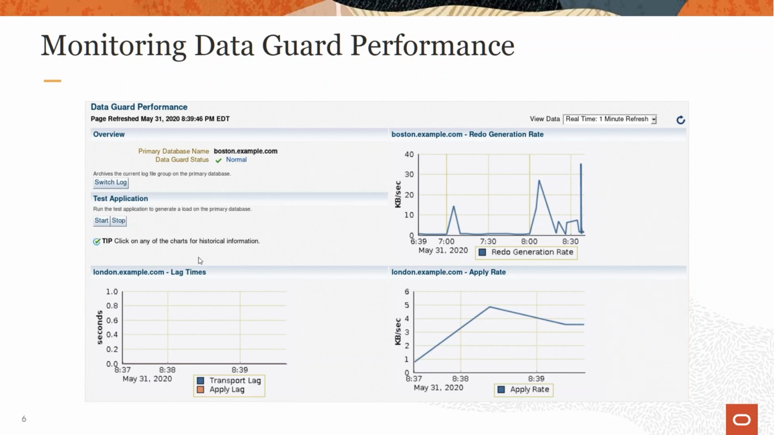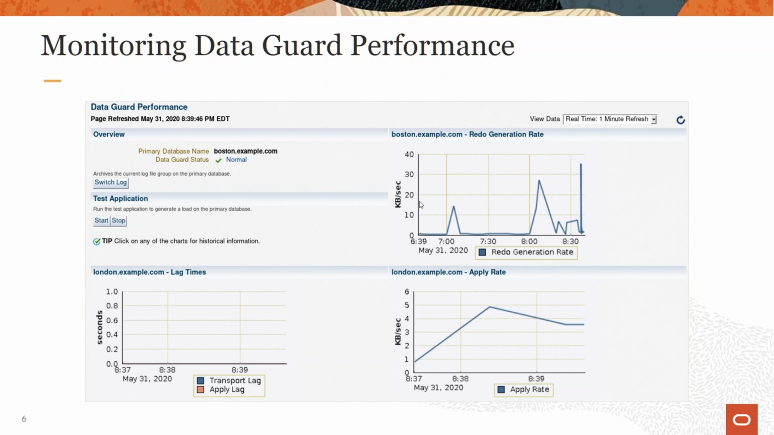So you can check what is transport lag, what is apply lag, and also what is the redo generation rate. According to this example, I don't see any transport lag or apply lag. Even during the peak time, the redo generation rate is only 30 KB per second, so it's very minimal. I guess this is only a testing environment or an idle environment.